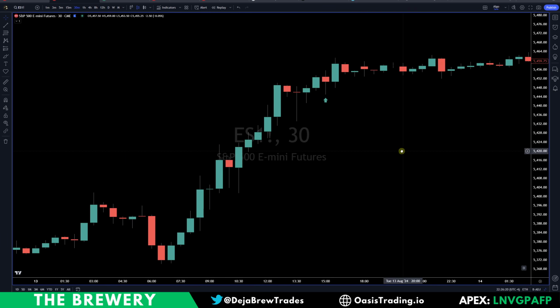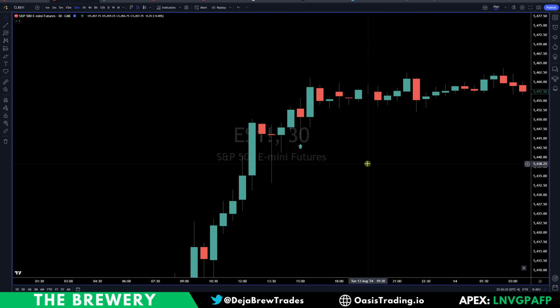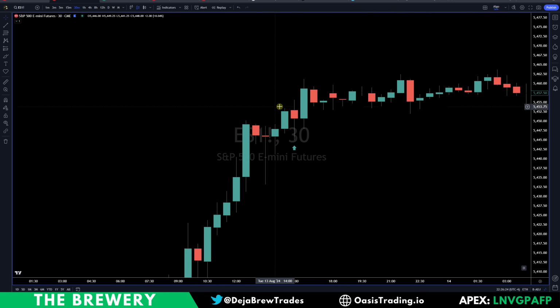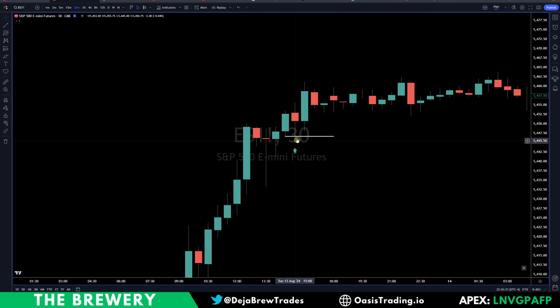All right, a few more examples here. So this is an example of one that doesn't completely change the trend. The same thing here. This is actually a double sweep. It's sweeping both sides of the candle. So depending on how that ended up playing out, you probably could have scalped both sides of that.